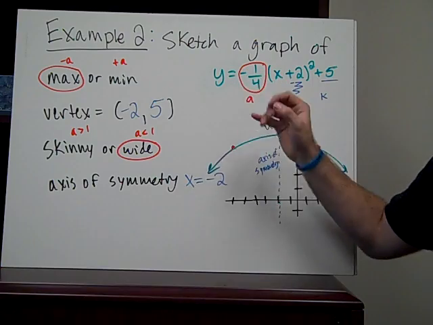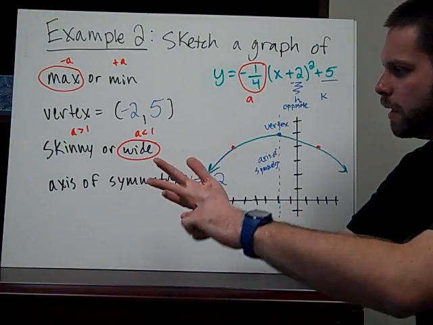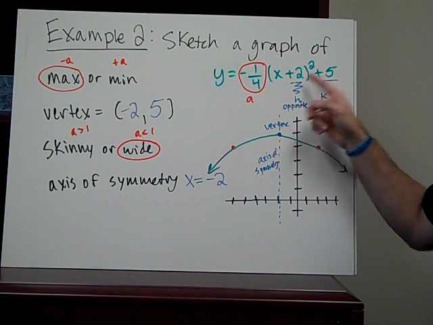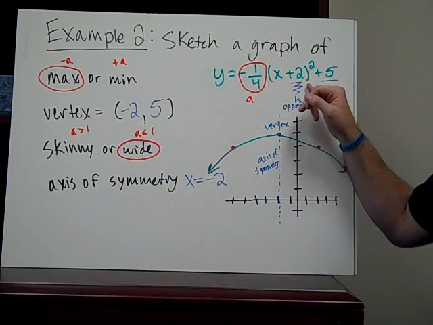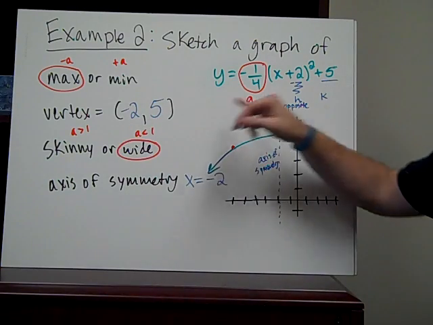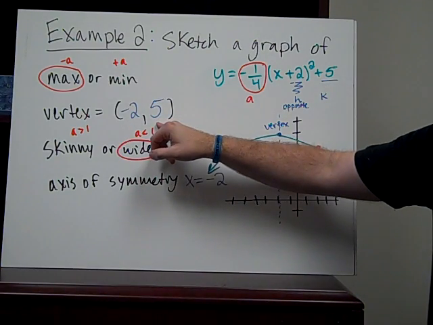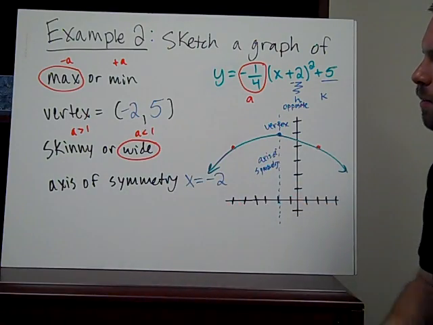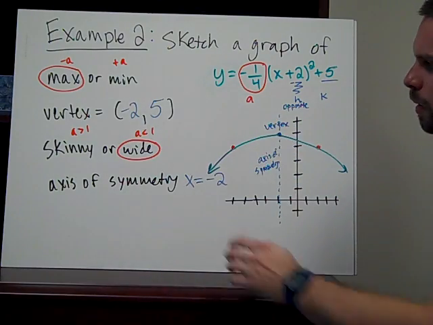So that's the red, that's the A. Again, the A tells us if it's skinny or wide and if it's up or down, a maximum or minimum. And then the other two numbers tell us where the vertex is. So we do the opposite of +2, that's a -2. We do a +5, that stays the same here. We take the x value, and that's our axis of symmetry. These are the four really important things about our graph.